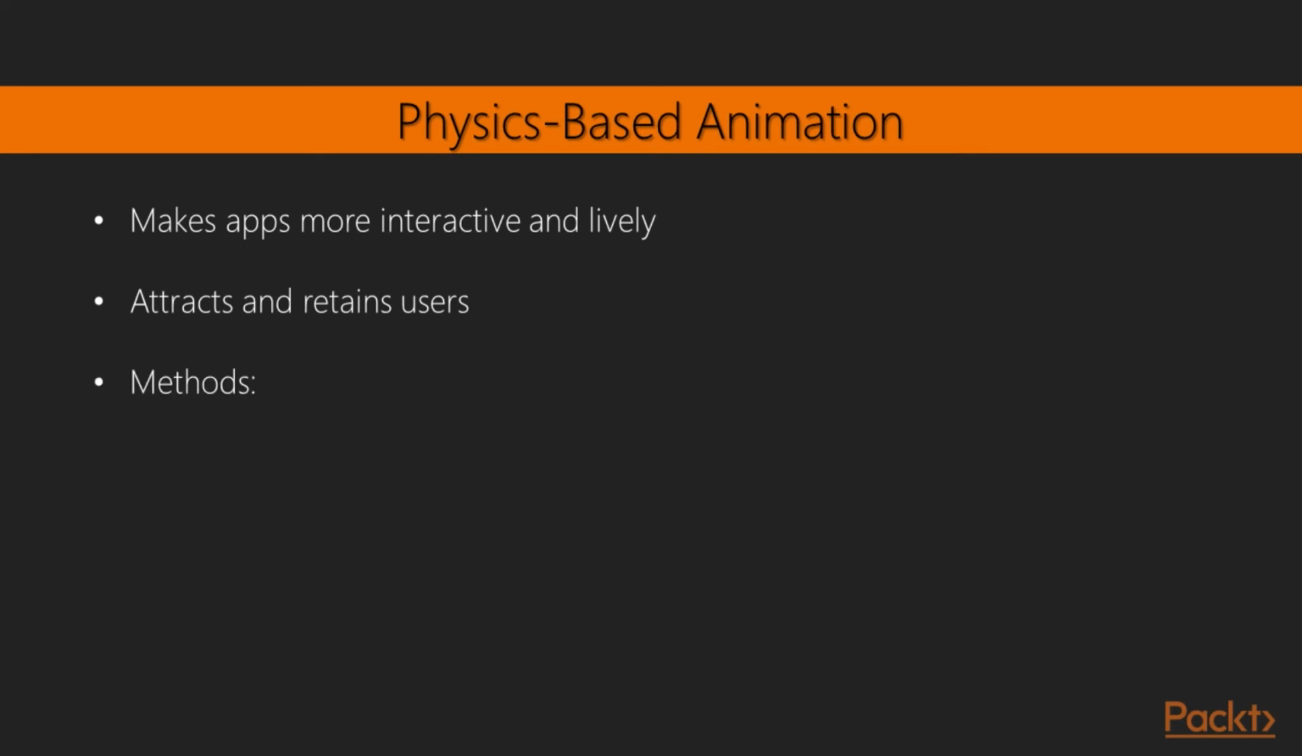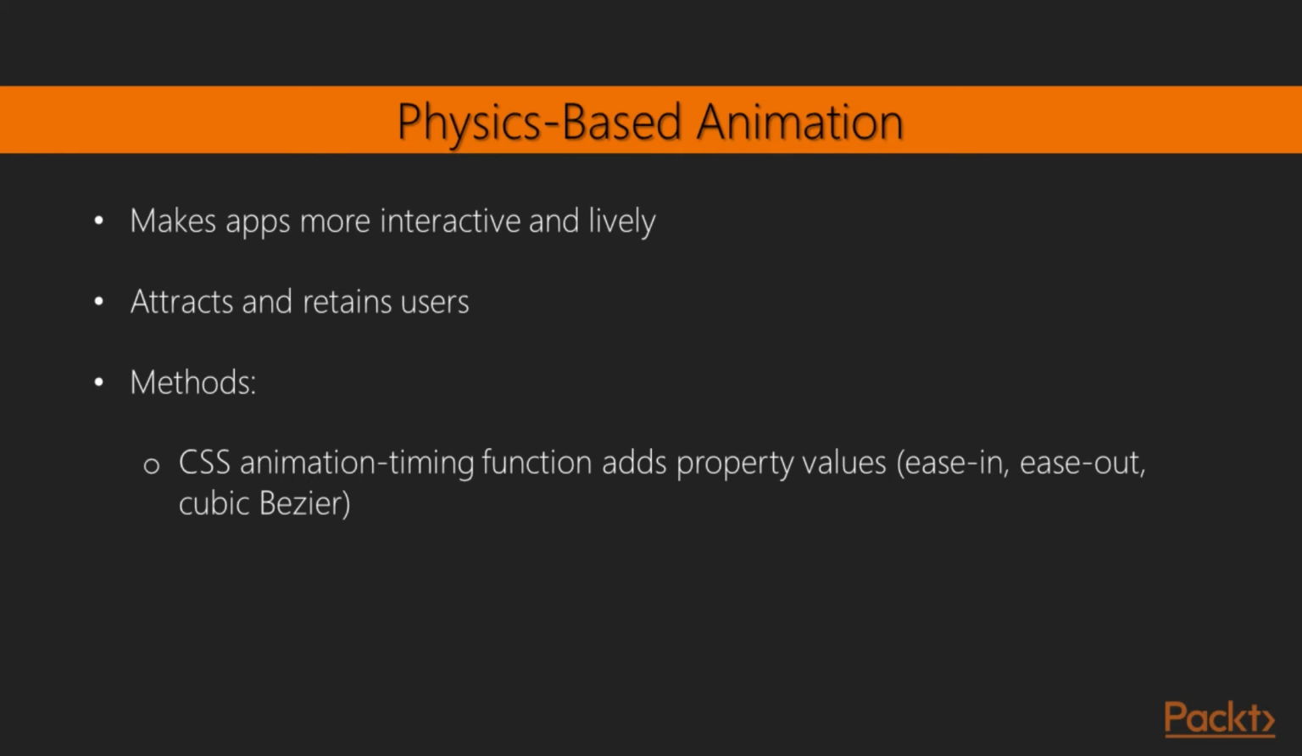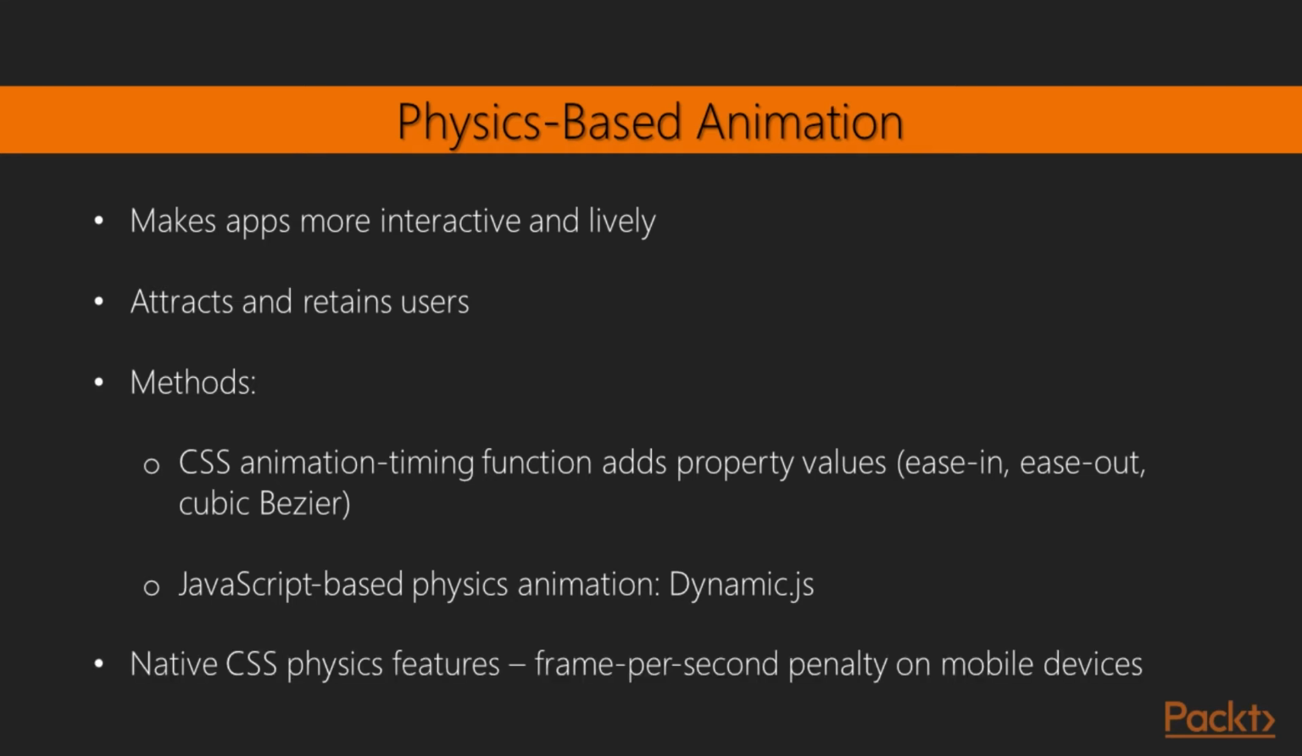There are many methods to add physics to your component animation. For example, you could even use the CSS animation timing function to add property values, such as ease in, ease out, or cubic Bezier. However, it's easier and better to use an existing JavaScript-based physics animation. Dynamics.js is one of those JavaScripts that comes with utilities and performance. Using native CSS physics features is not actually a good practice, as it comes with a frame per second penalty on mobile devices.